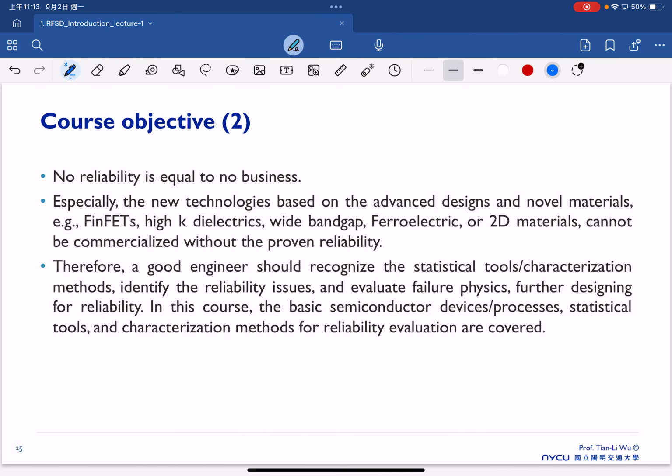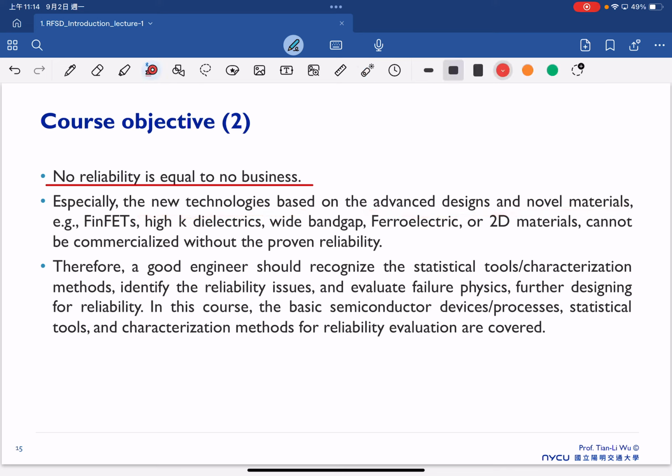Okay, so the second goal for this course is, first, you have to understand that no reliability is equal to no business. So if we want to have good customer trust, and we want to launch a product that can do very well in the market, the first thing is not only good performance, but we also have to make sure we have good reliability as well. Especially for new technology based on advanced design and novel material.